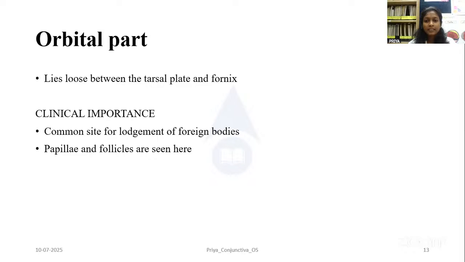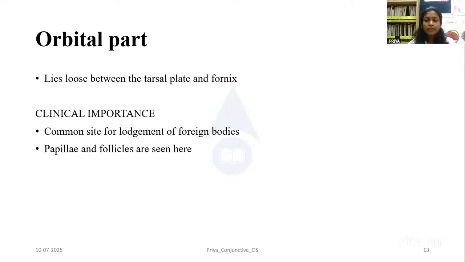Orbital part. This is the loose and highly vascular section of the palpebral conjunctiva near the fornix, facilitating eyelid movement and floating during blinking. Clinical importance: common sites for lodgement of foreign bodies; papillae and follicles are seen here.